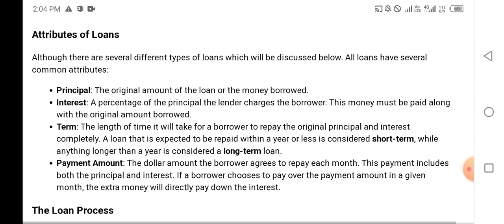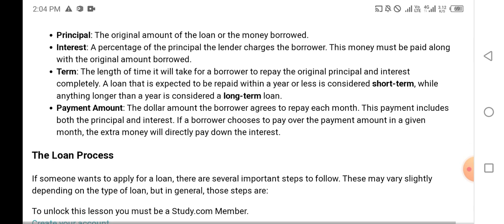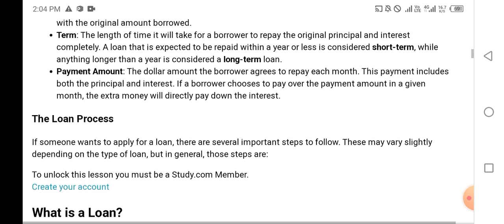Attributes of a loan. Although there are several different types of loan, which will be discussed, all loans have several common attributes. Principal: the original amount of the loan or money borrowed. Interest: a percentage of the principal the lender charges the borrower. This money must be paid along with the original amount borrowed. The term: the length of time it will take for a borrower to repay the original principal and interest completely.